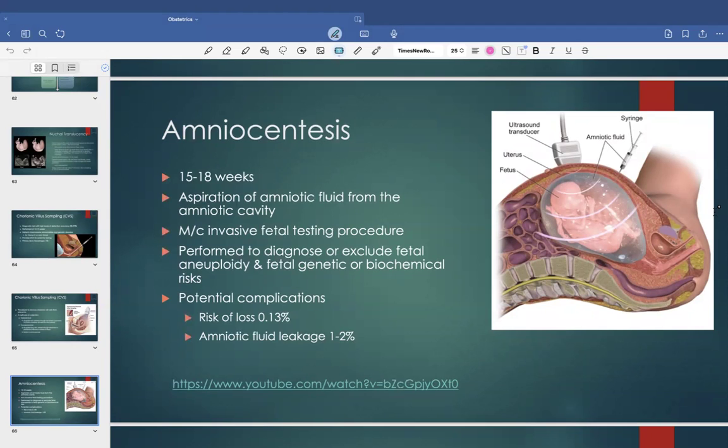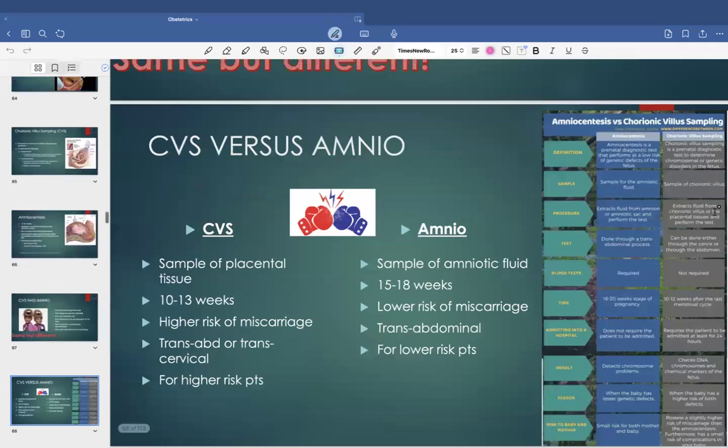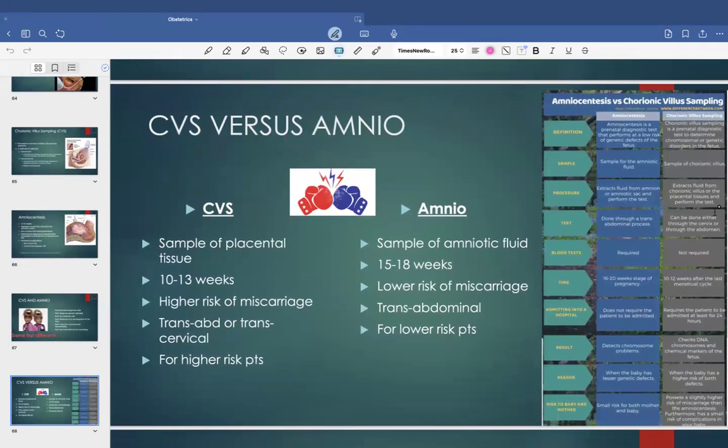But some of the differences. You're going to get a sample of placental tissue on the CVS versus amniotic fluid on the amniocentesis. CVS you can do sooner, 10 to 13 weeks versus 15 to 18 on the amnio. The CVS, we said, has a higher risk of miscarriage. The amnio has a lower risk, 1% versus 0.13%.